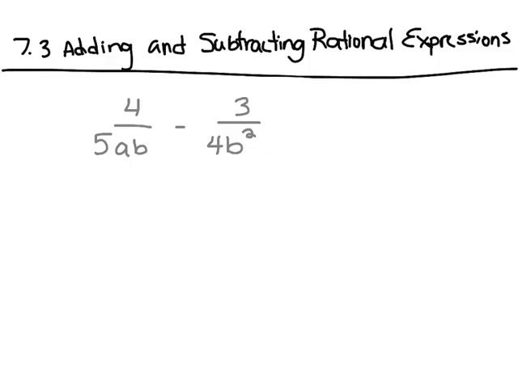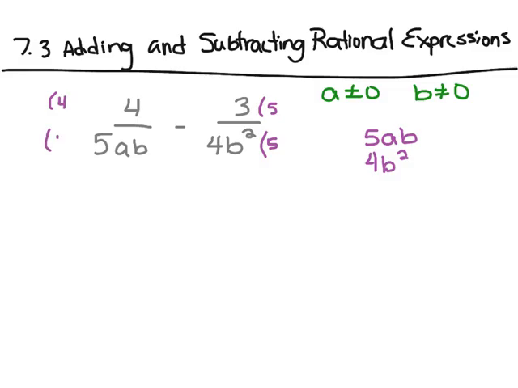For this example, we need to figure out first what our non-permissible values are. So we know that a can't equal 0 and b can't equal 0. Now we need to figure out what we need to multiply to get everything the same. So we've got a 5ab and a 4b squared. To get our 5's and our 4's the same, we need to multiply by the other number. So this side will multiply by 5, this side will multiply by 4.